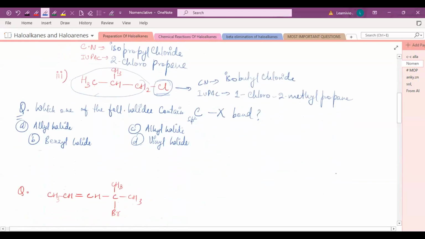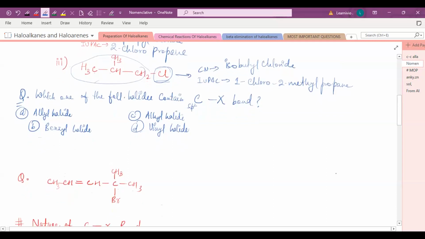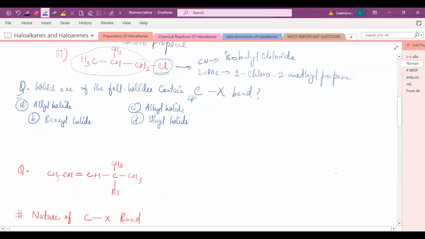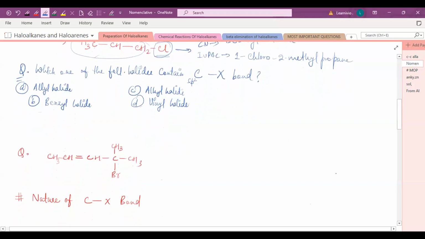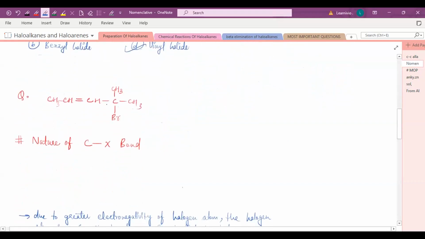See the next. Which one of the following halides contains this type of bond? Which option will be correct? Vinyl halide. Good. One more thing. This is a previous year question. ये आपके बोर्ड में पूछा गया है. Try to name this compound. You have to write down the IUPAC name.